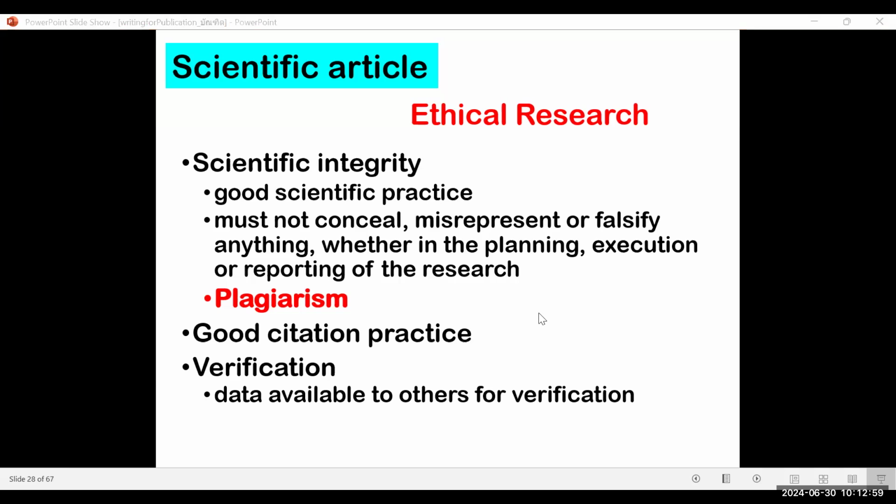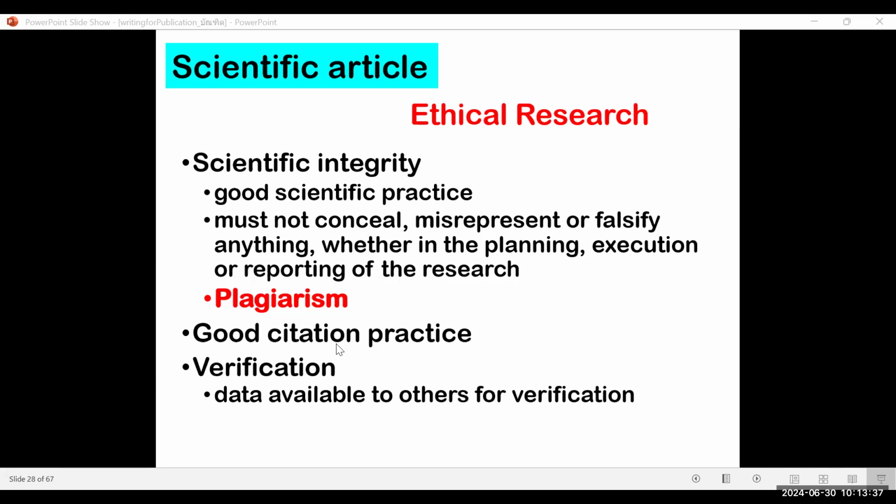Okay. Again, our scientific research work is supposed to be conducted with the ethics of research. We do everything to make it scientific integrity. So please keep good citation practice as your habit. Once you have trained yourself to have good citation practice, you will automatically protect yourself against plagiarism.